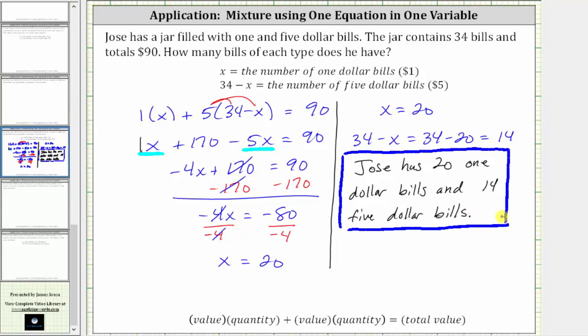Before we go though, let's verify that 20 $1 bills and 14 $5 bills does have a total value of $90. Let's verify that $1 times 20 plus $5 times 14 is equal to $90. Well, 1 times 20 is 20, 5 times 14 is 70, and of course 20 plus 70 is 90. 90 equals 90 is true, verifying our answer is correct.